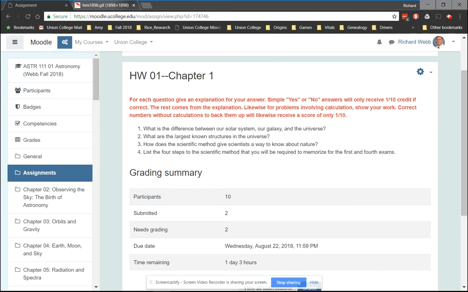So you just have, what's the difference between our solar system, our galaxy, and the universe? There's a lot of differences. There are some similarities. So, find some differences and write them out there. What are the largest known structures in the universe? Talked about that last class period. How does scientific method give scientists a way to know about nature? Obviously, that's important to me. And list the 4 steps of the scientific method that you will be required to memorize for the 1st and 4th exams.